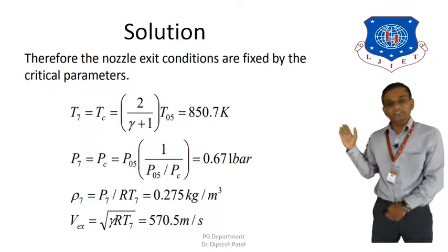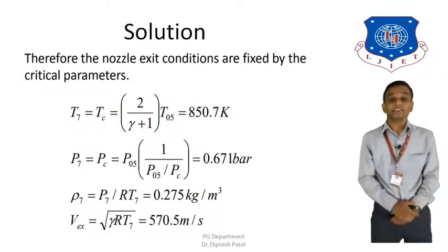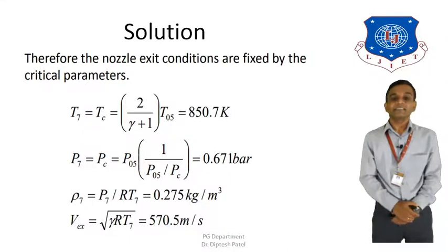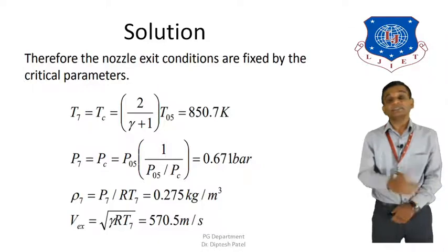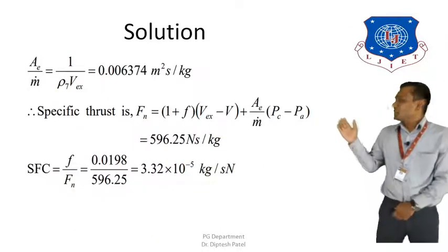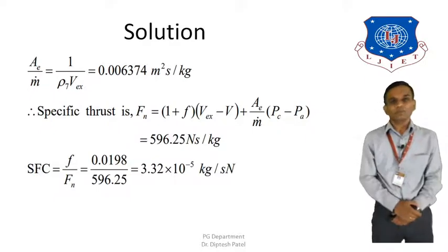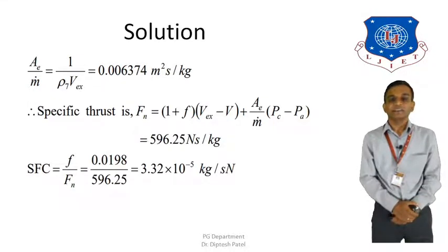Now let's find out the density at the outlet of the nozzle. So rho 7 is equal to P7 divided by RT7, and therefore the density at the outlet of the nozzle would be 0.275 kilogram per meter cube. Similarly, VEX is equal to under root of gamma RT7, and that is 570.5 meter per second. So that is the velocity of the sound. Then after, the ratio of A to M can also be written as 1 upon rho 7 VEX, and therefore that ratio would be 0.006374 meter square second per kilogram.